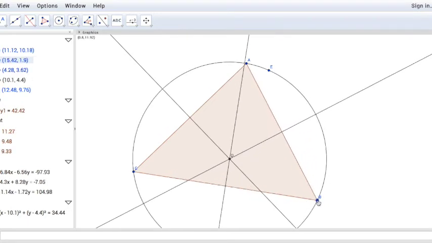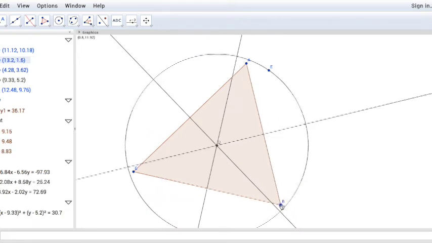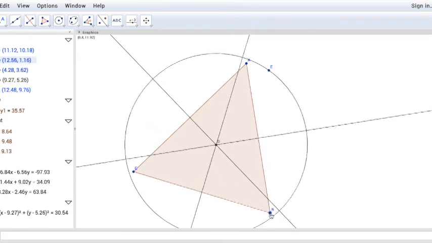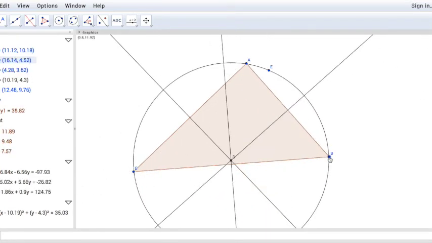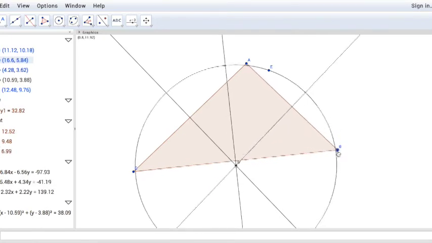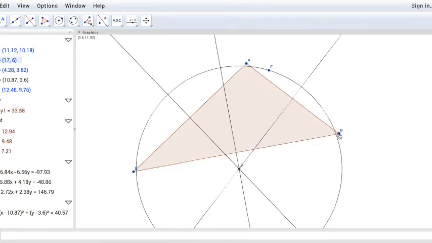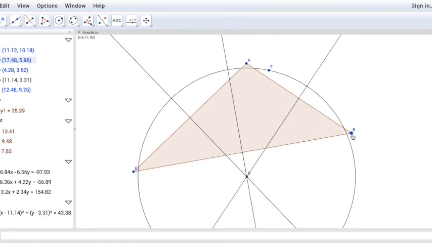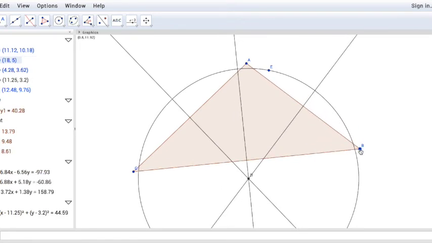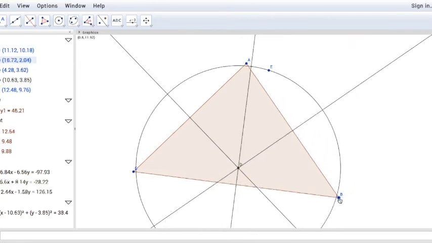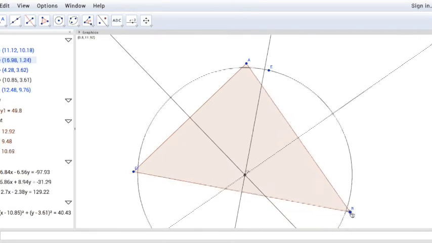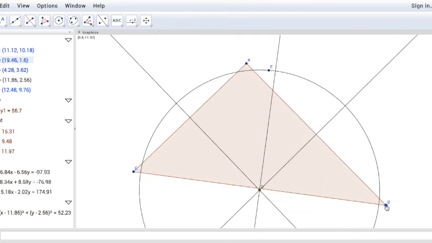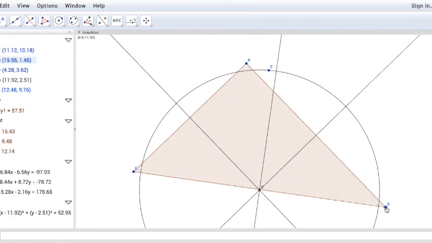Suppose if it is an acute angle triangle, the point of concurrency of perpendicular bisectors is inside. If it is an obtuse angle triangle, the point of concurrency of perpendicular bisectors is outside. If it is a right triangle, that is on the hypotenuse. So these are the differences we can observe using GeoGebra.